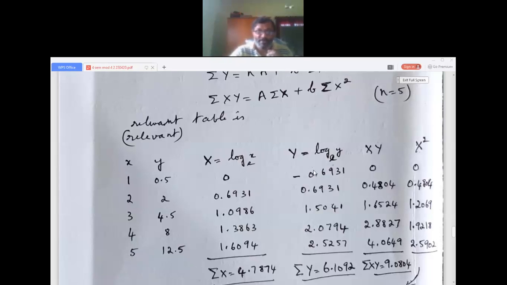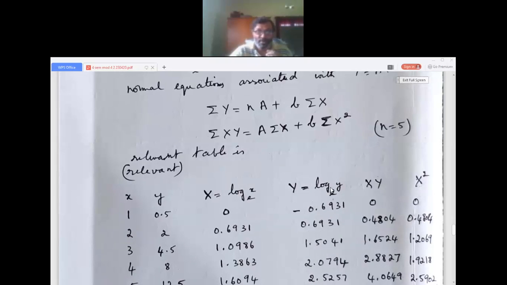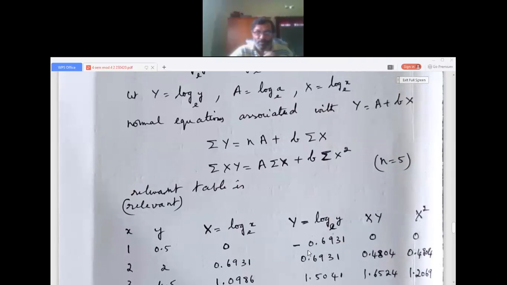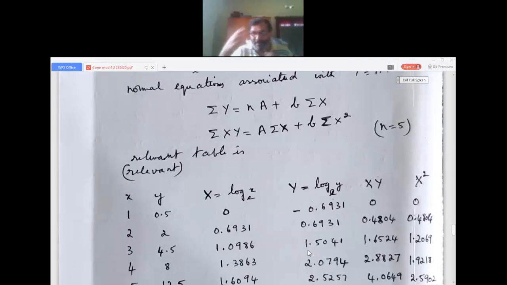Then we go to Y. Y is log y base e. Log of 0.5 base e will be minus 0.6931. Log 2 base e will be 0.6931. Log 4.5 base e, not base 10, base e, which some calculators write as ln, will be 1.5041. Log 8 base e is 2.0794. Log 12.5 base e is 2.5257. So sigma Y will be the total of all this, 6.1092.